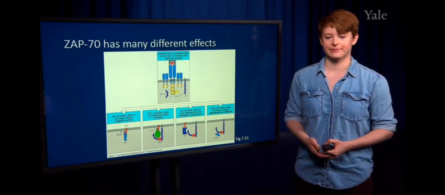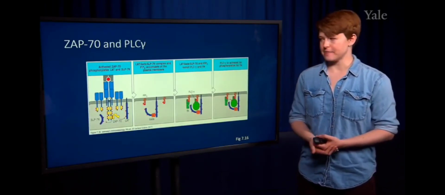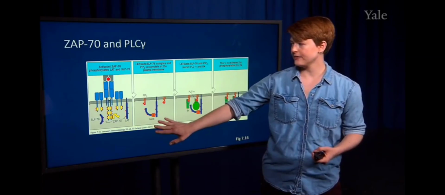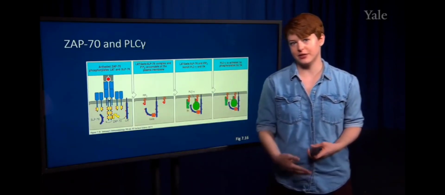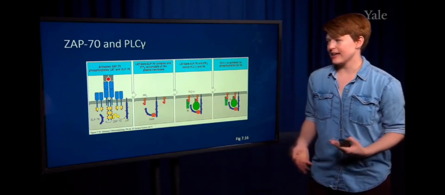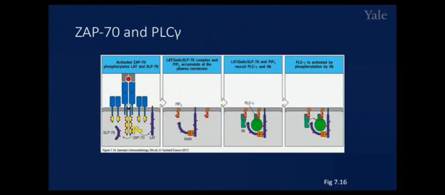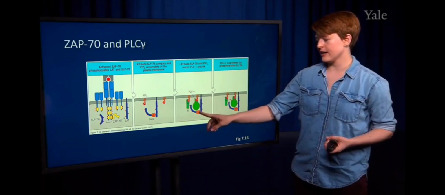So I mentioned PLC gamma. So this is a protein which, when ZAP70 phosphorylates a protein called LAT, it's then able to associate with a couple other proteins. And you can see the beginning of this complex here. And this helps attract the lipids PIP3, which then can accumulate at the plasma membrane. So the different coming together of these different proteins and lipids then allows for the recruitment of PLC gamma.